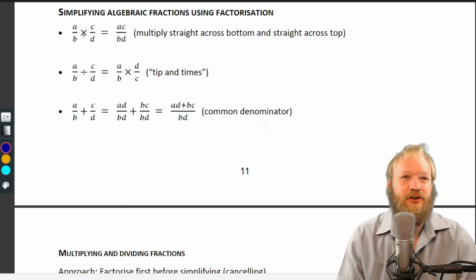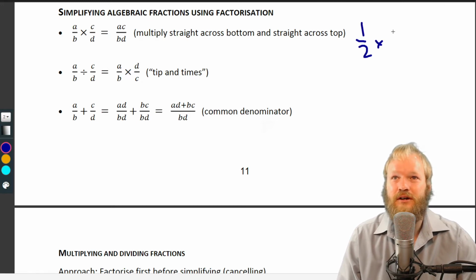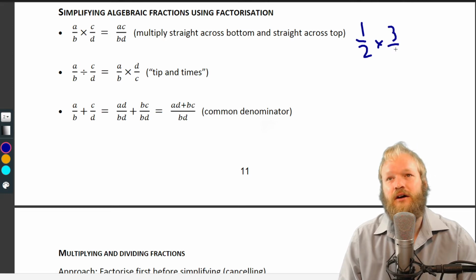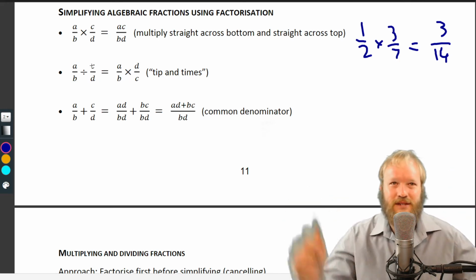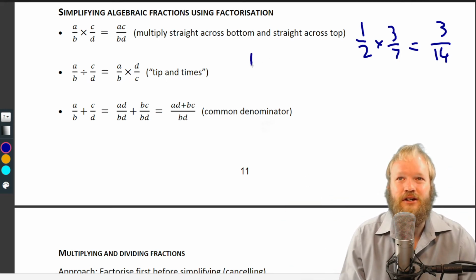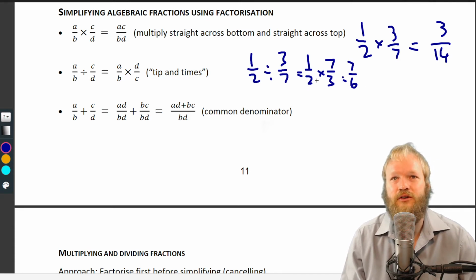If you're multiplying fractions, you just multiply numerators and denominators. So if you've got a half times 3/7, then 1 times 3 is 3, 2 times 7 is 14, right? And if you're dividing, you do that tip and times: keep, flip, switch. So if you've got a half divided by 3/7, that's the same as a half times 7/3, and then multiply across as you did before.